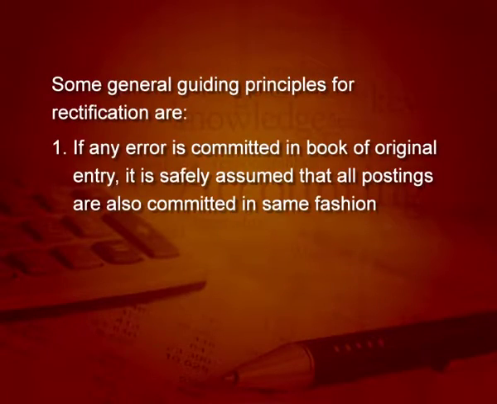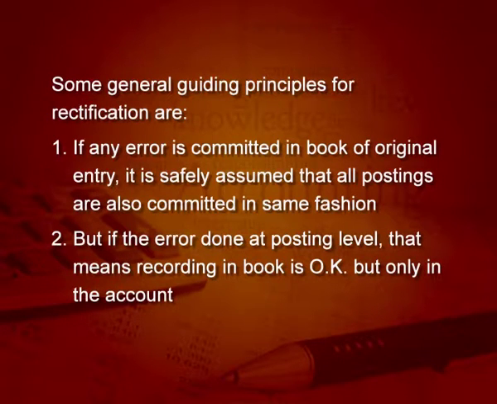So, we can have some general guiding principles for rectifications which are like this. First, if any error is committed in the books of original entry, it is safely assumed that all the postings are also committed in the same fashion. Suppose I record 500 instead of 5,000 in the original entry. So, it means posting is also of 500. Both are wrong.